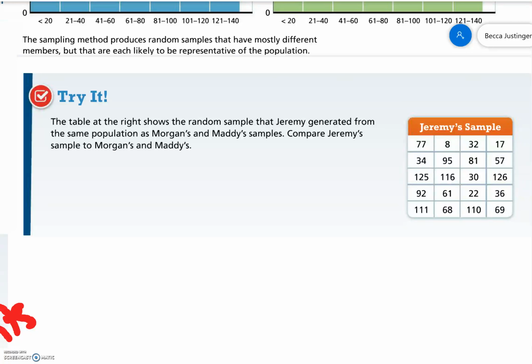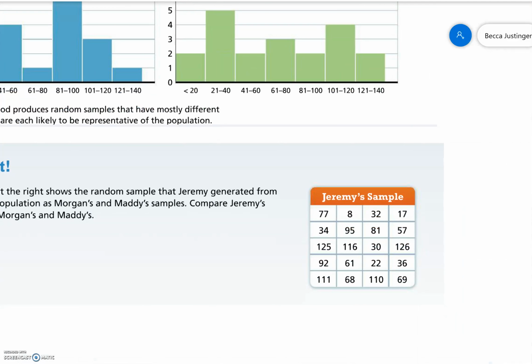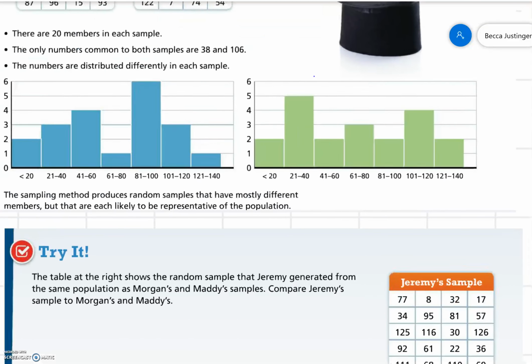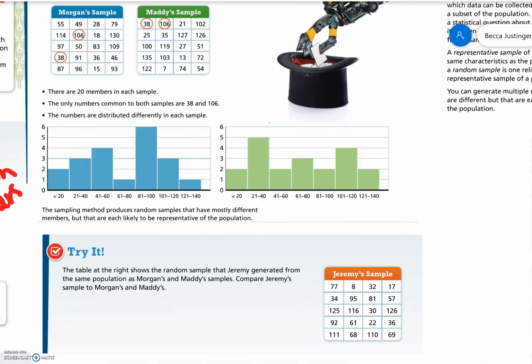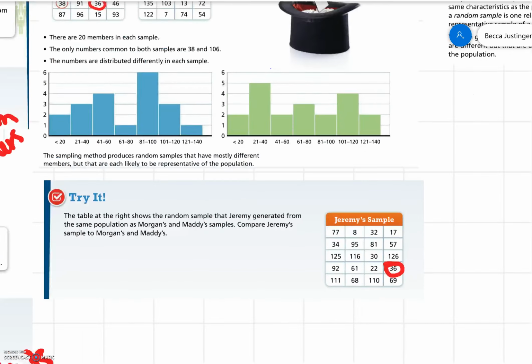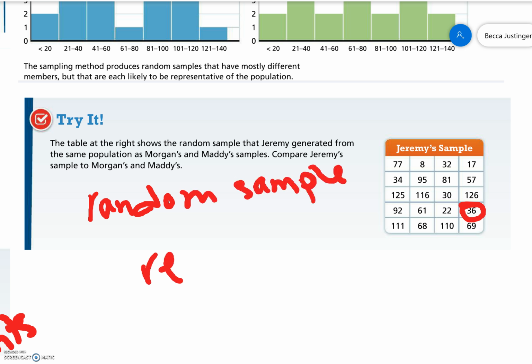The table at the right shows the random sample that Jeremy generated from the same population as Morgan and Maddie's samples. Compare Jeremy's samples to Morgan and Maddie's. So let's see. Morgan and Maddie both had 38 and 106. Does Jeremy have those numbers? I don't see any of them. If we look, maybe we can compare Jeremy's to Morgan's and Jeremy's to Maddie's. Do we see any repeating numbers? I see that Jeremy and Morgan both have 36. It's hard to tell just by looking. But that just shows us that if we can't spot it right out of the blue, then it is a random sample. And since it is a random sample, it's fair, it is representative.